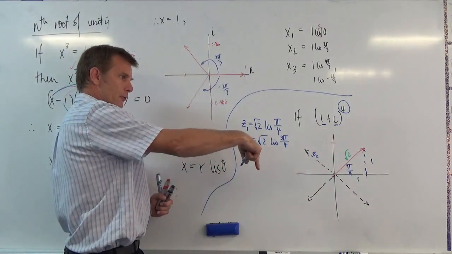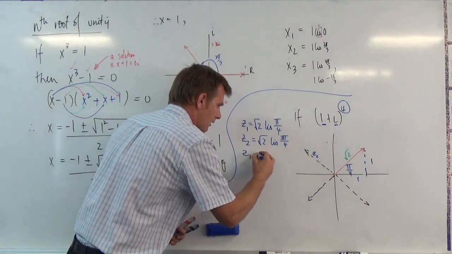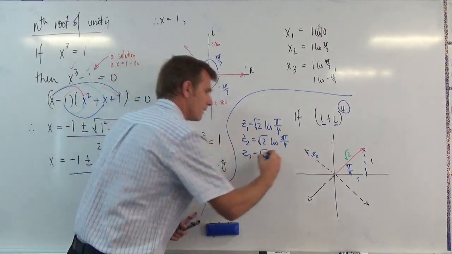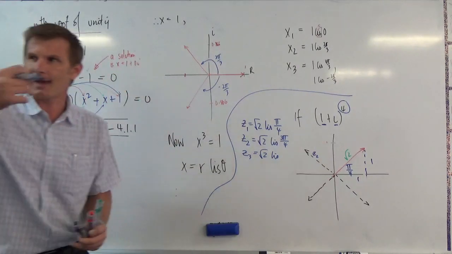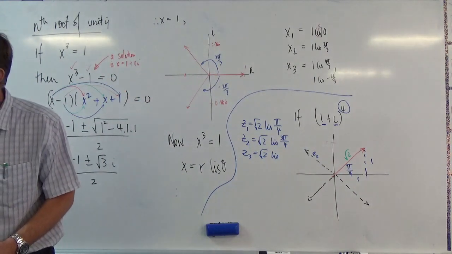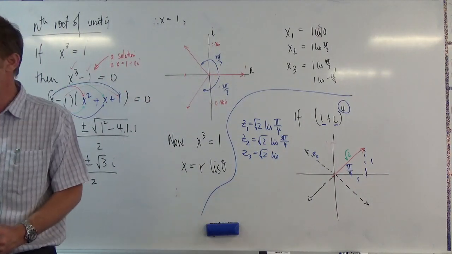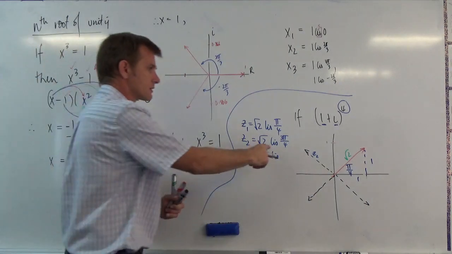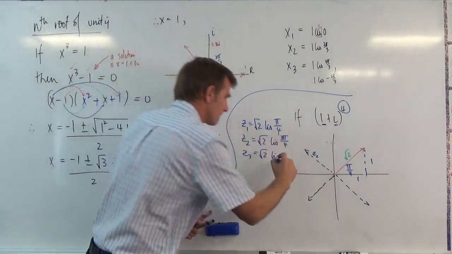Now have a look at z3 for me. See if you can work that out. It's going to be root 2 again. It's going to be cis. Now I'm adding on pi on 2. That's the same as adding 2 pi on 4. So wouldn't this go to 5 pi on 4?